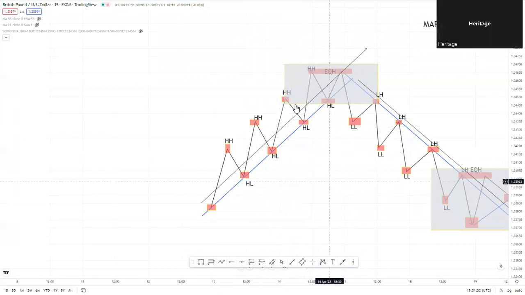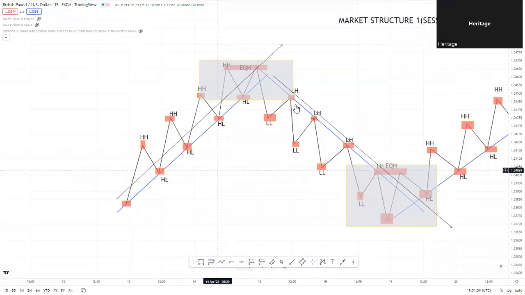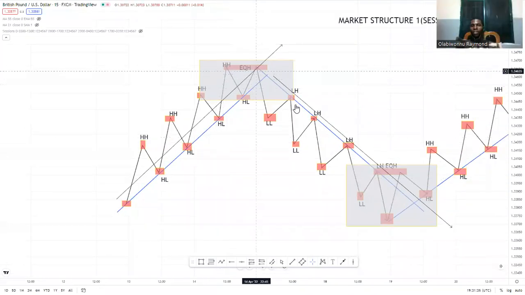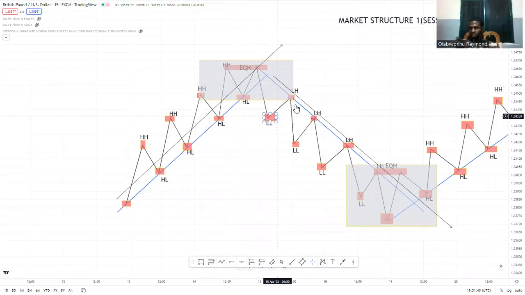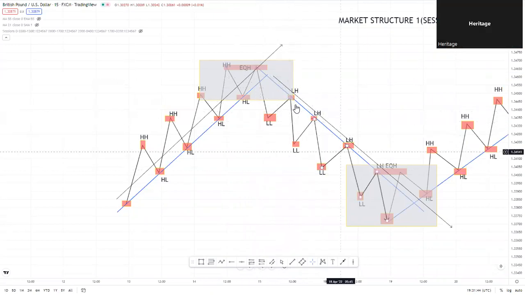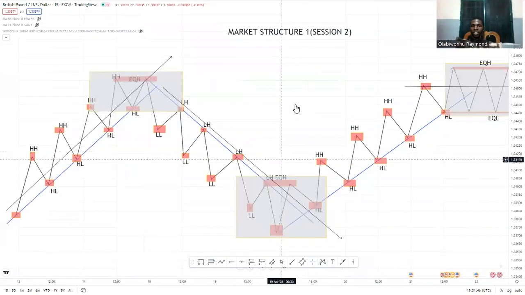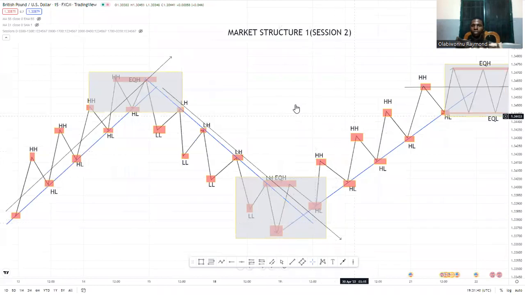That's for uptrend. Then for downtrend, we'll see that the market will create a low lower than the previous low, then create a high lower than the previous high, and it keeps doing that. Once it wants to change again, it's repeating the same thing, breaking structures.